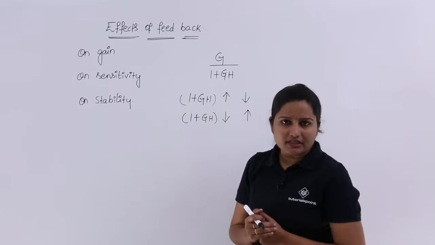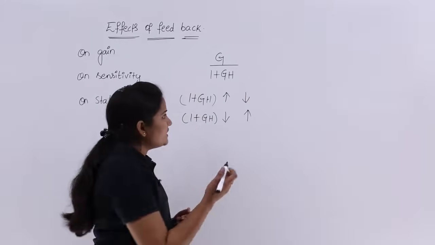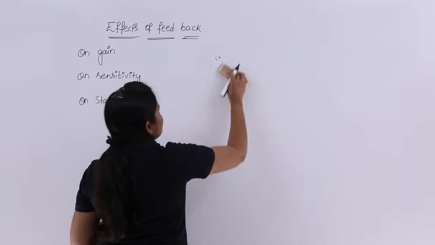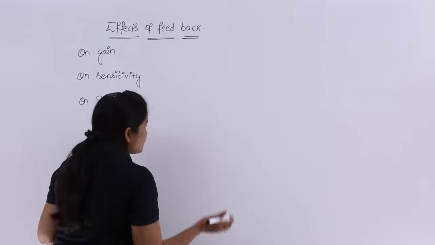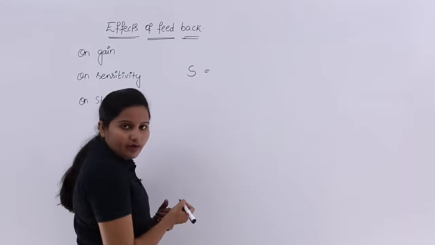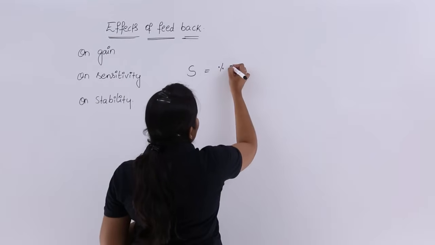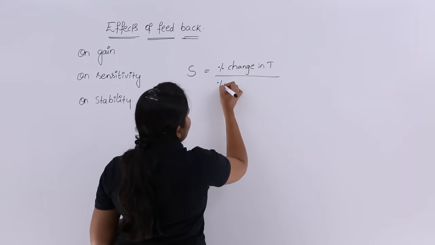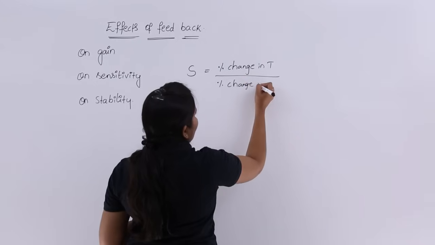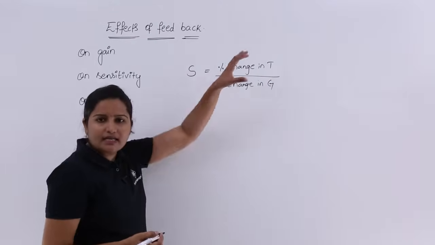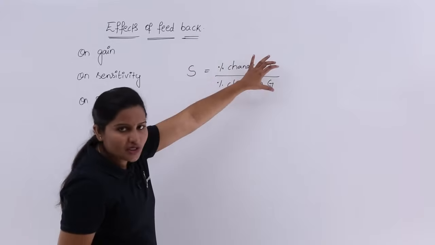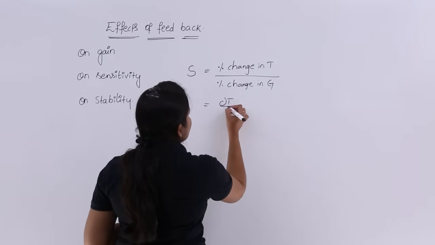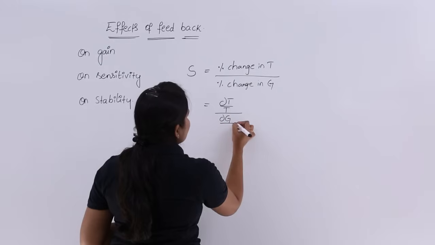Coming to sensitivity. Sensitivity is a very important factor. Here I am going to consider sensitivity as S. This S is equivalent to the percentage change in transfer function divided by the percentage change in gain. We can write it as percentage change in T divided by percentage change in G. That means dou T by T divided by dou G by G.